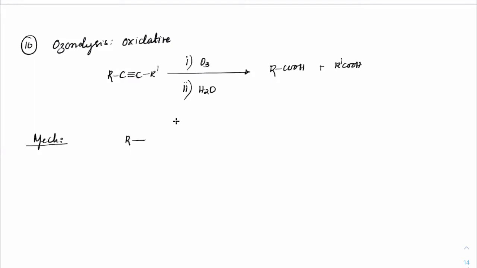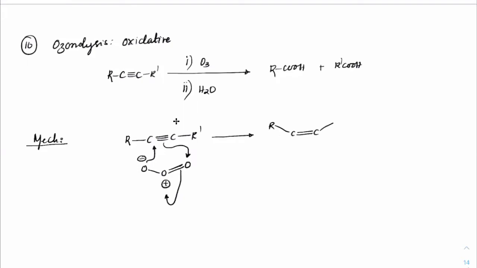How does it form? R, C triple bond C, R'. And we have seen that O, oxygen double bond O with minus and plus. This attacking here, the pi bond shifting here. So we will get a molozonide, R, C double bond C, R' with O, O, and O. This way a molozonide is formed.